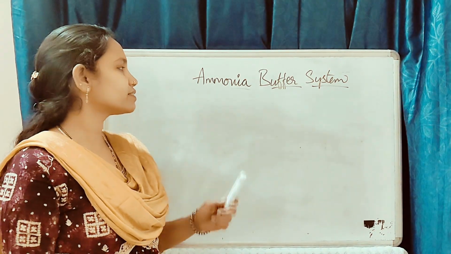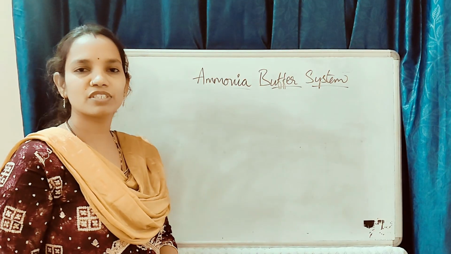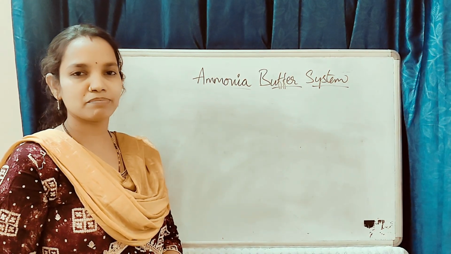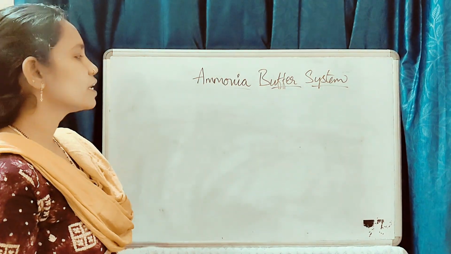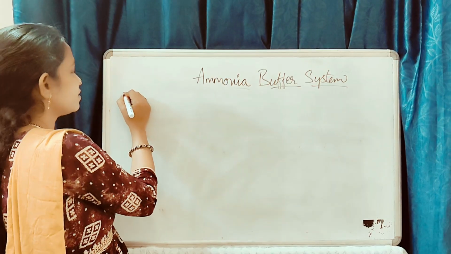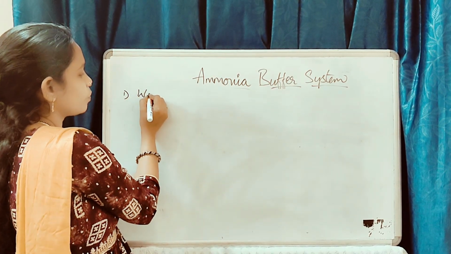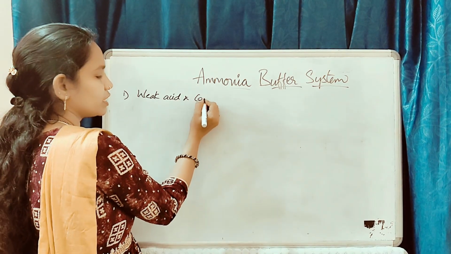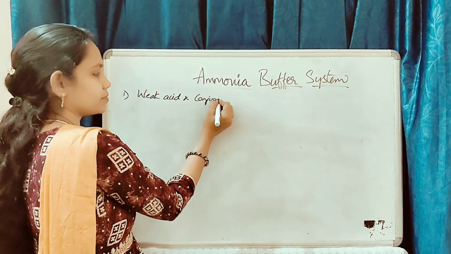Can you tell me how exactly the ammonia buffer system differs from other buffer systems? If you know the information, please comment. In most buffer systems, usually we see the combination of a weak acid and its conjugate base, isn't it?